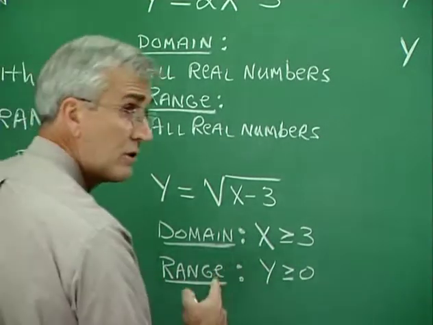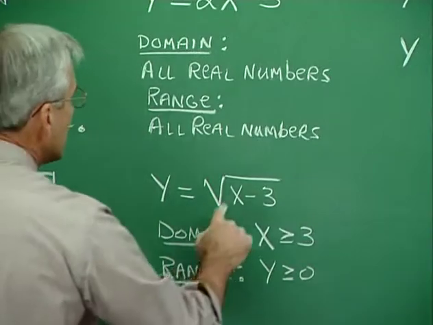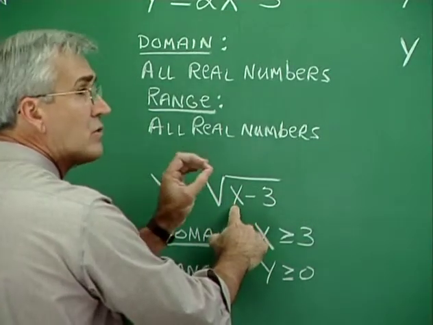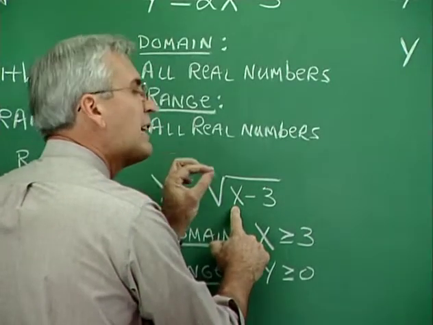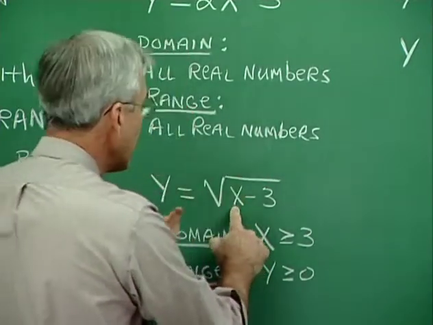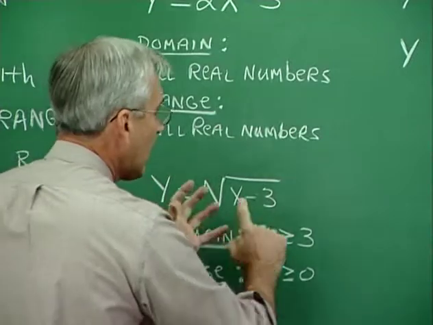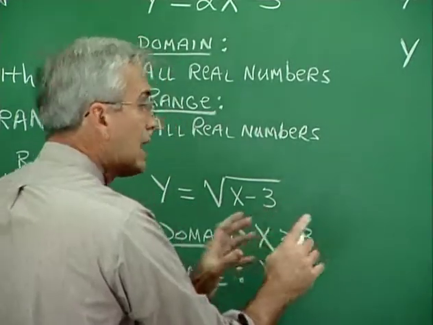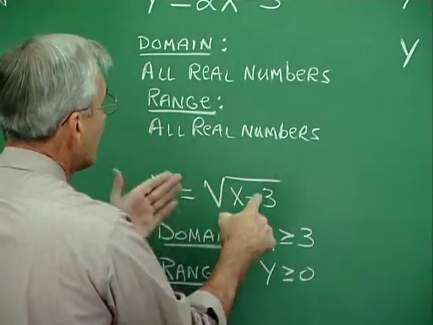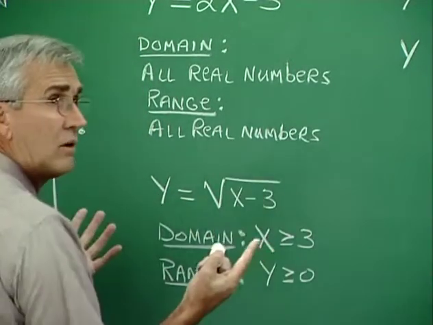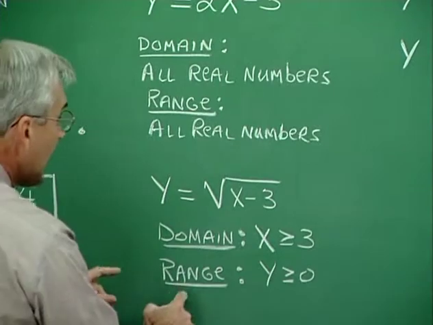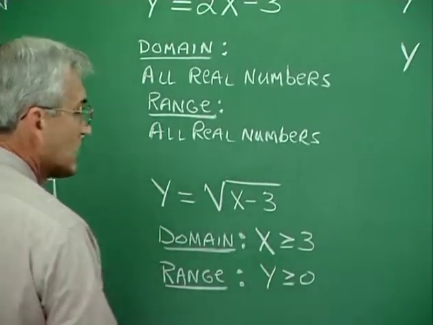Now, the range is pretty easy to identify as well. When x takes on values 3 and greater than 3, the radicand is 0 and all positive numbers. All right, now what do we get when we take the square root of 0 and all positive numbers? Well, y would be positive, that's all, or 0. So the range is y values greater than or equal to 0.